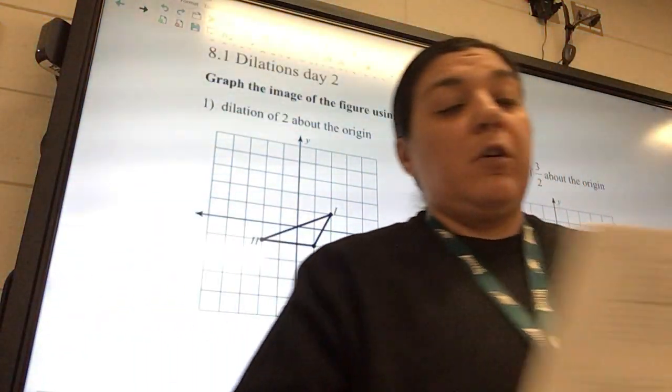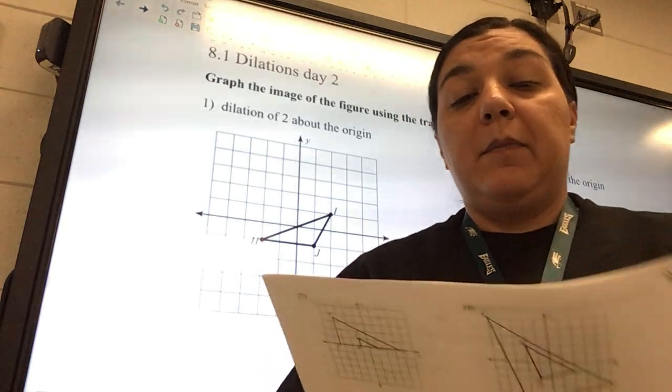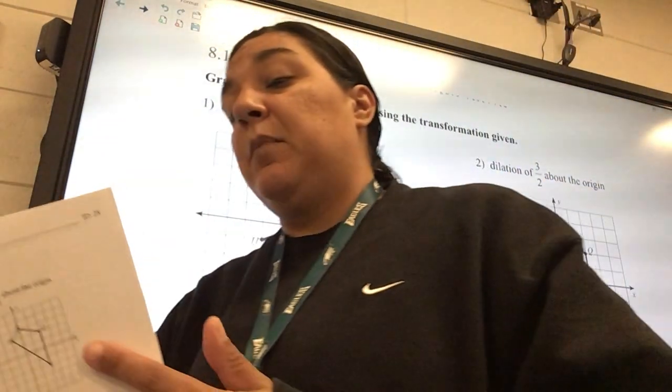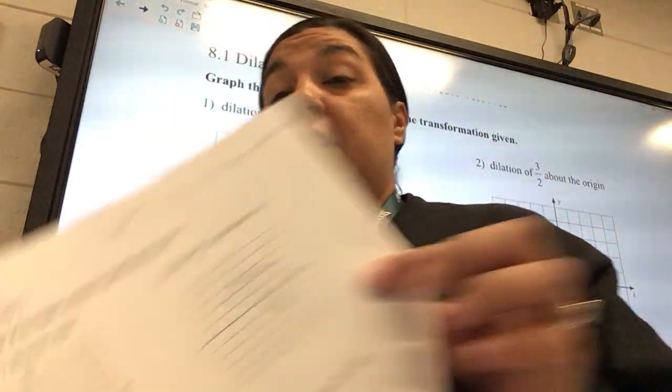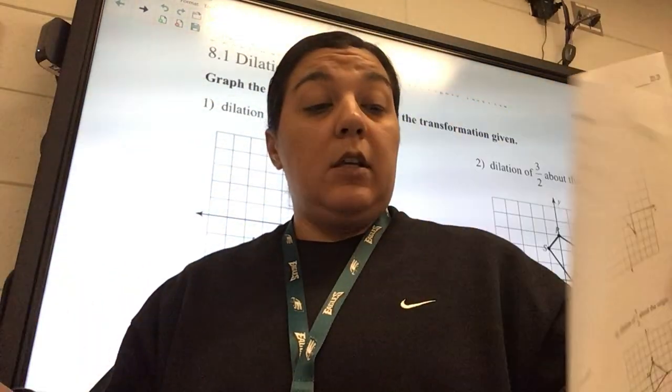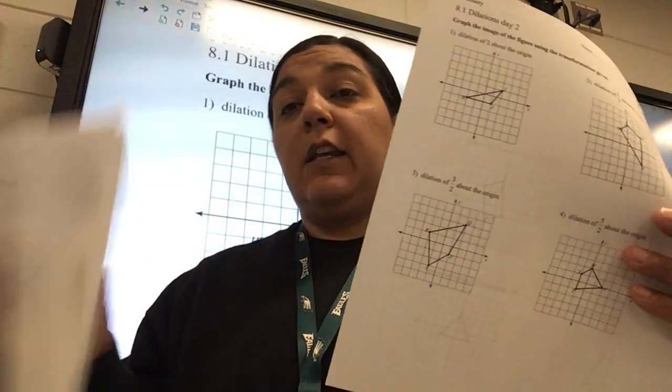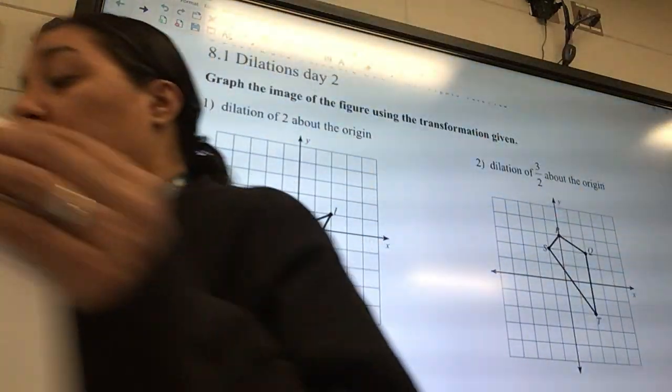Hey peeps, today we're going to work on dilation day 2, so make sure your sheet matches up. You're going to take the 2 sheets and rip the one apart. We're just going to do 1 through 10 today, and we're going to throw the backside away.